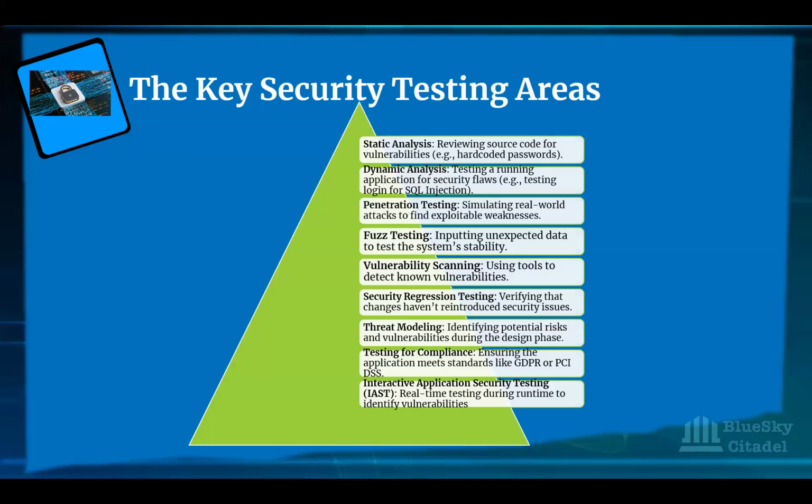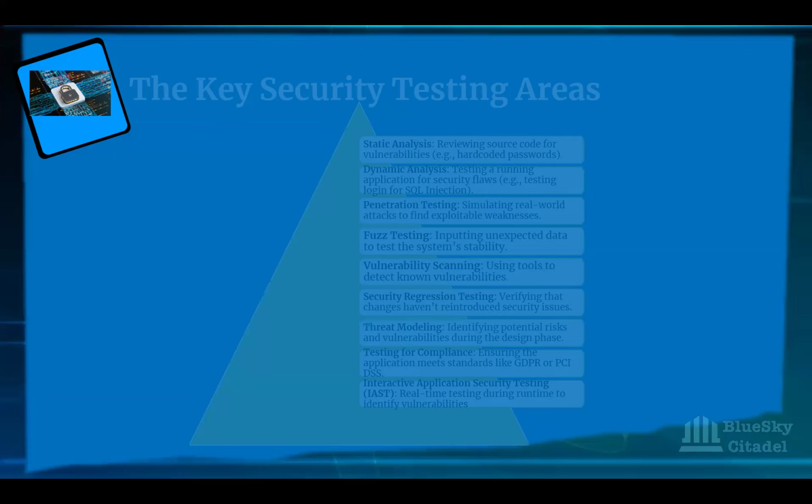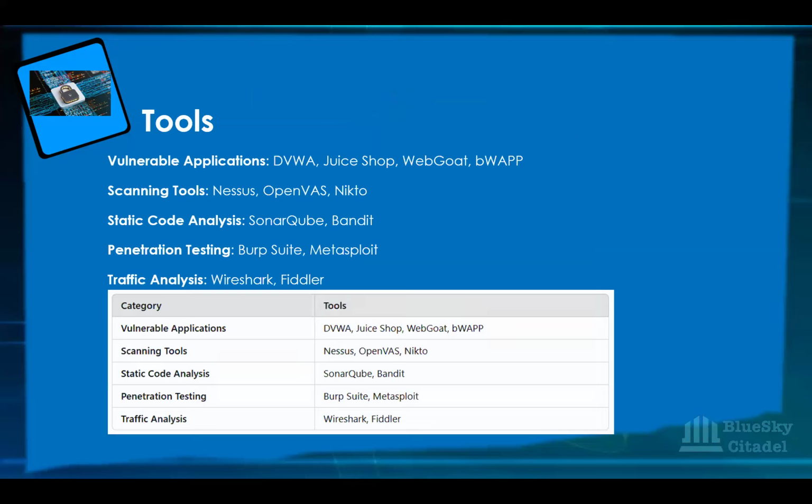Then we also have testing for compliance. I mentioned earlier PCI DSS. Security testing not only identifies weaknesses, it also ensures that the application meets compliance standards. So we have GDPR and PCI DSS there as examples. And we also have interactive application security testing. This is real-time testing during runtime to identify vulnerabilities. And this is the kind of testing that you would actually do manually, for example.